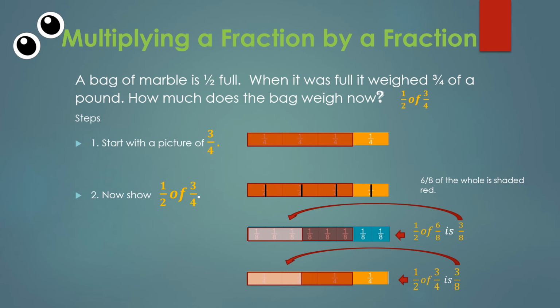Now we're going to read the equation at the bottom. 1/2 of 6/8 is 3/8. Look at where the arrow is pointing to. That is half of 6/8, which is also half of 3/4. So half of 3/4 is 3/8.